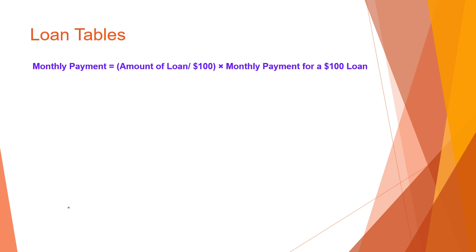The formula for finding the monthly payment is going to be the amount of loan divided by 100 times the monthly payment for a $100 loan. That might be a little bit tricky, but once you see the table, you will have a better idea. The total amount repaid. So how much will you repay by the end of your loan? To find that, you get the number of payments, how many months are you paying it for, times how much are you paying per month, which is the monthly payment.